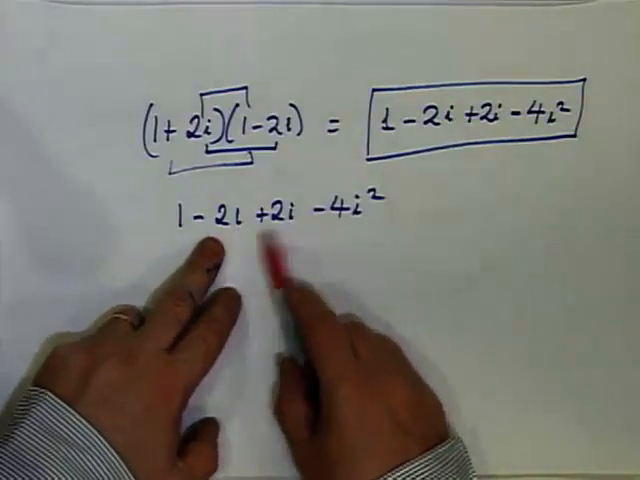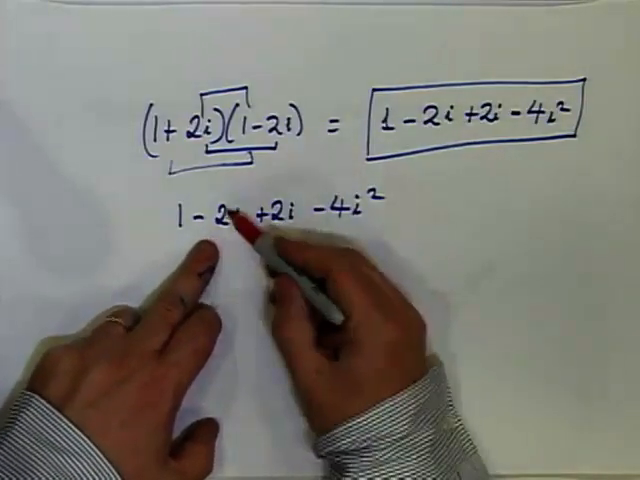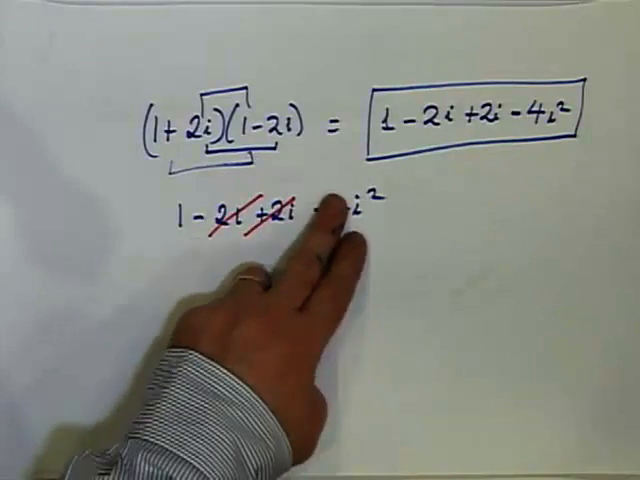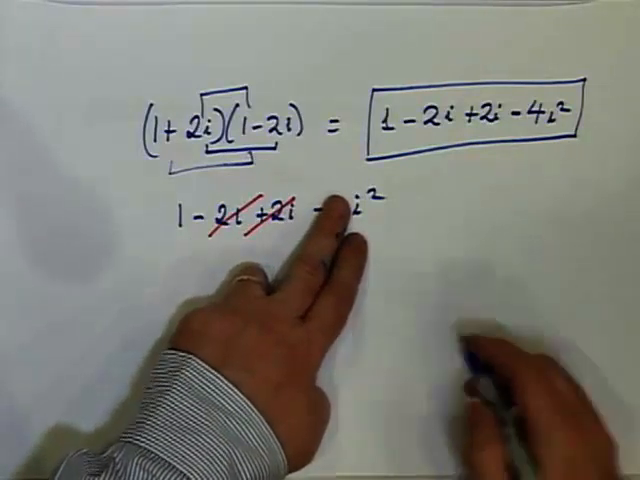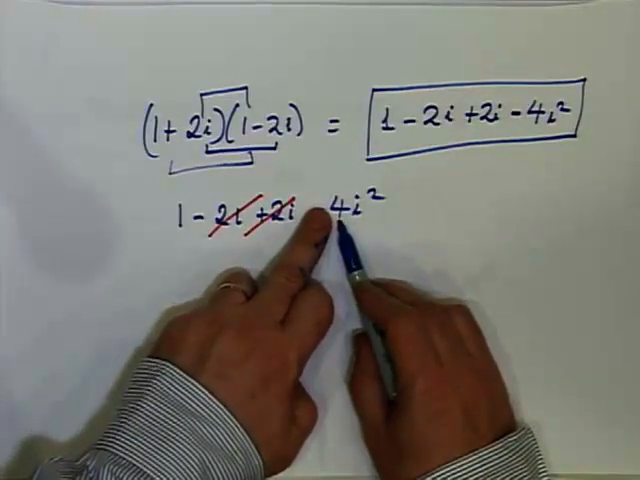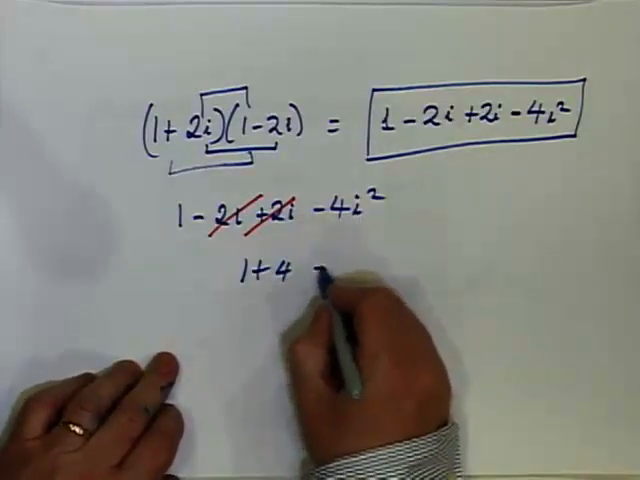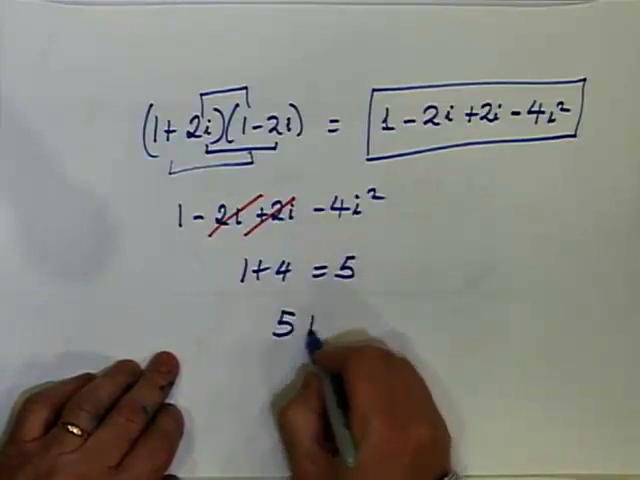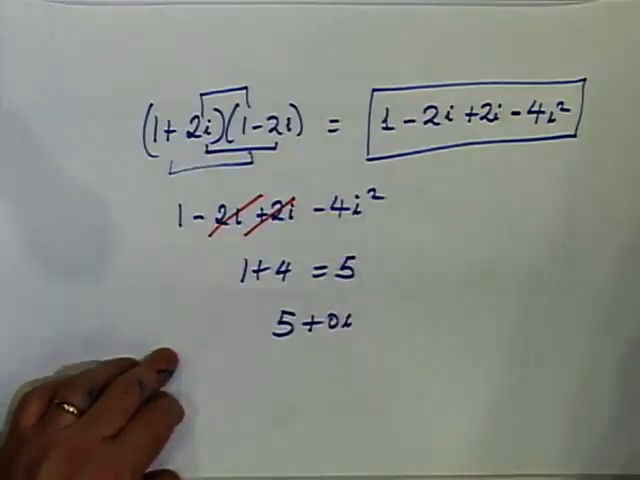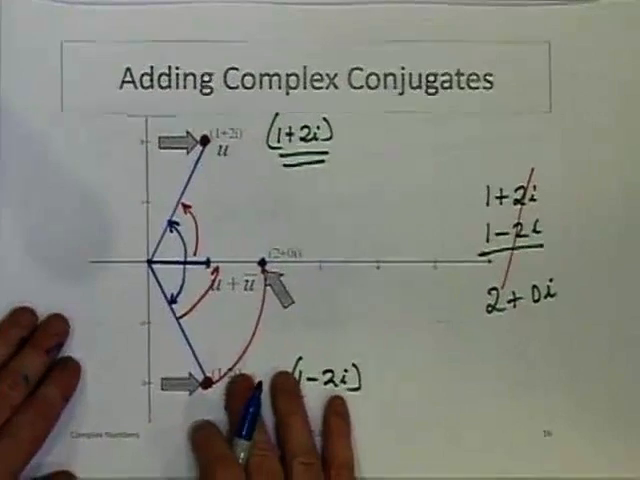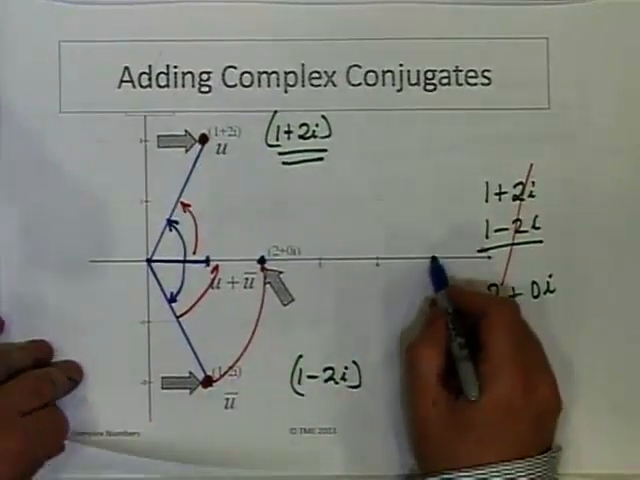Minus 2i plus 2i is like 2 north, 2 south. i squared is minus 1. By 4 is minus 4. By minus is plus 4. 1 plus 4 is 5. 5 plus naught i. So the multiplication of those two together turned out to be over here.